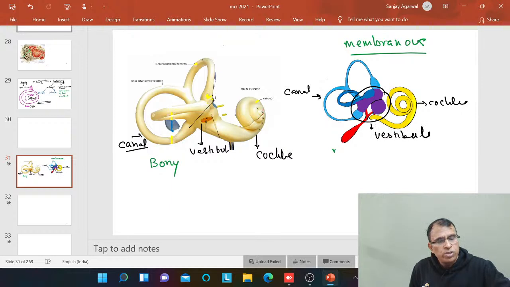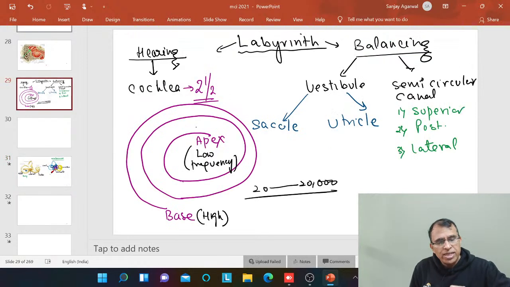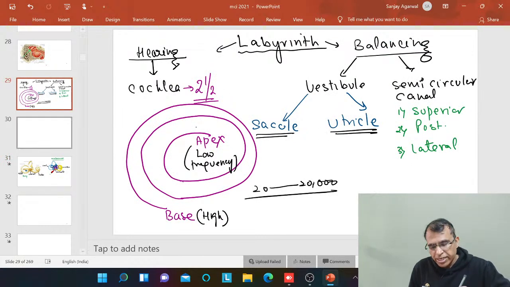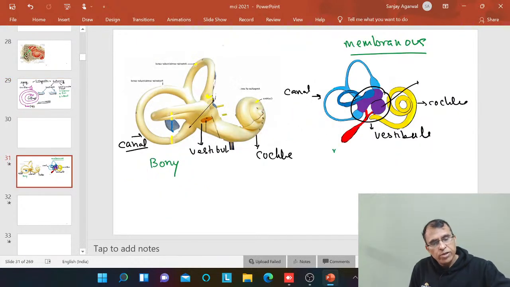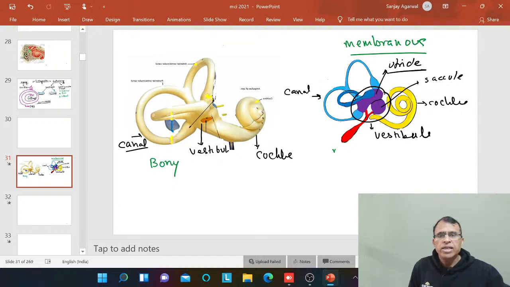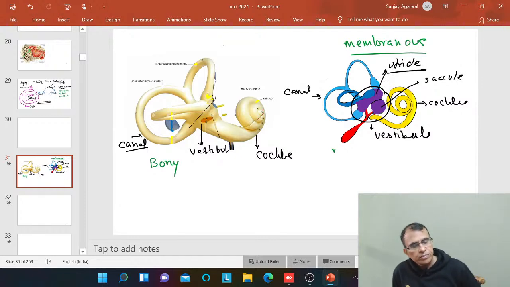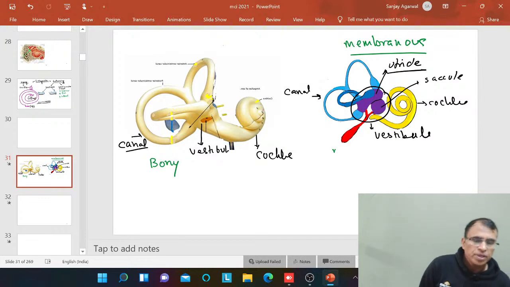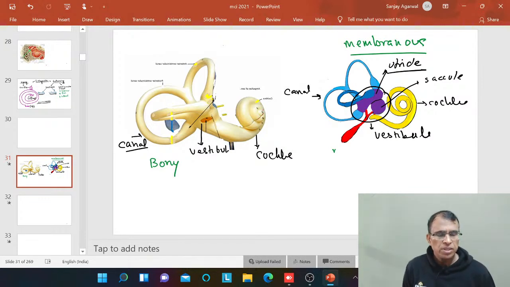What is inside the vestibule? Remember? Look here. What is inside the vestibule? Utricle and saccule. So this is saccule. And this is utricle. Utricle and saccule, they lie inside the vestibule. So these are the parts of the labyrinth that you must be able to identify. It's easy, it's not difficult. Few names only, not too many.